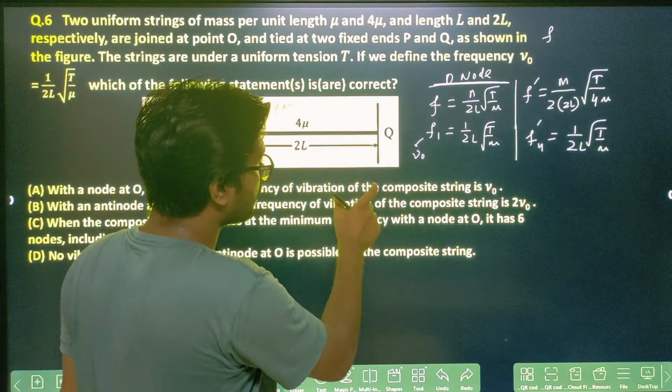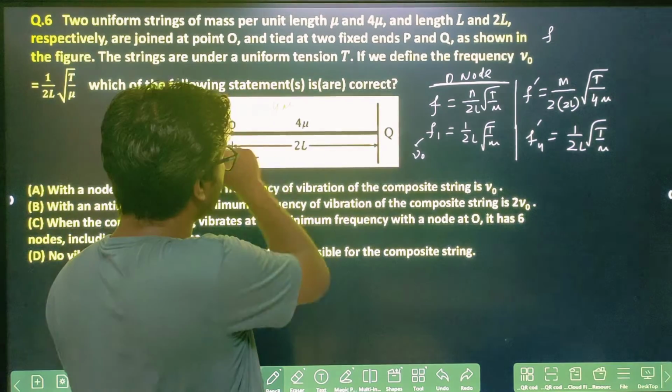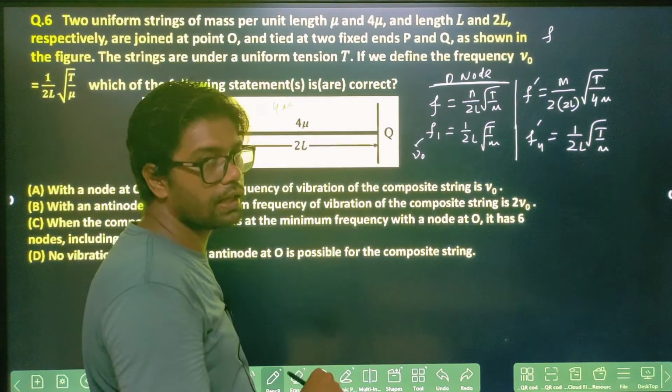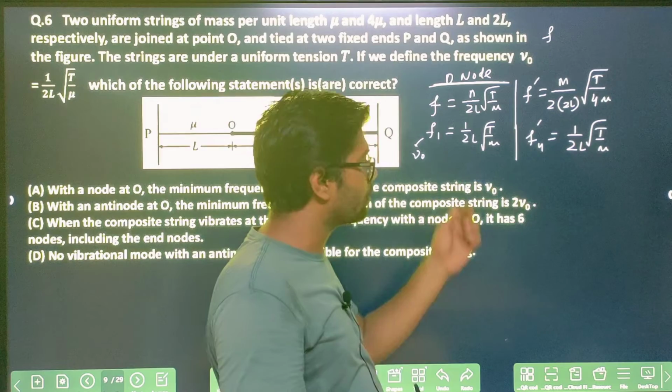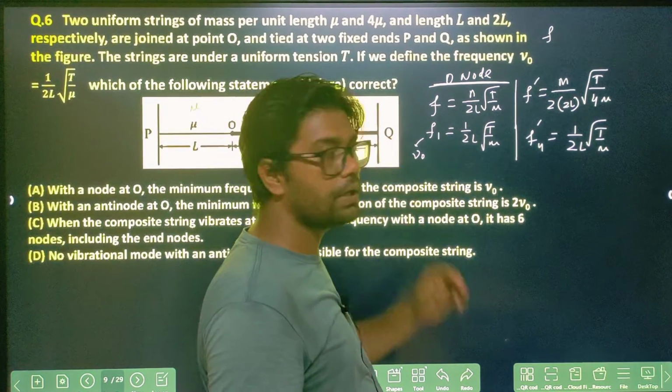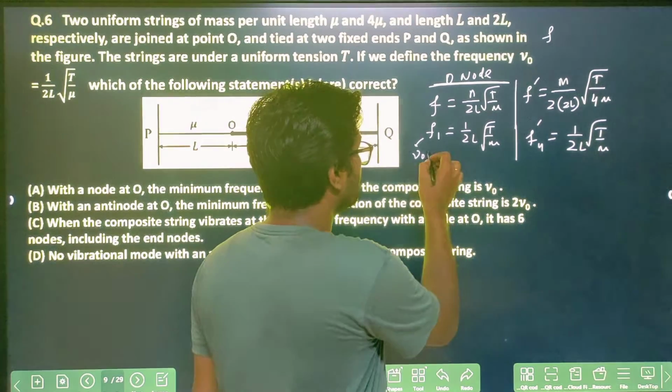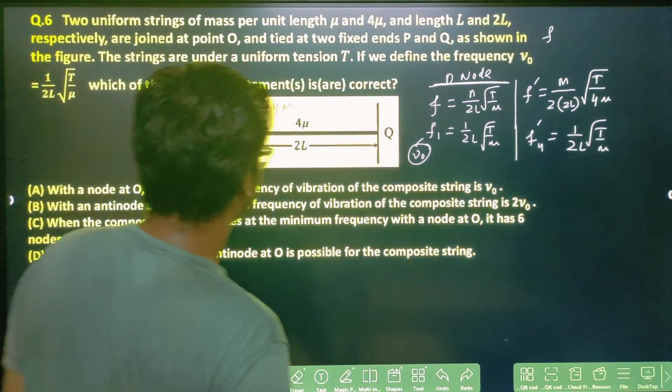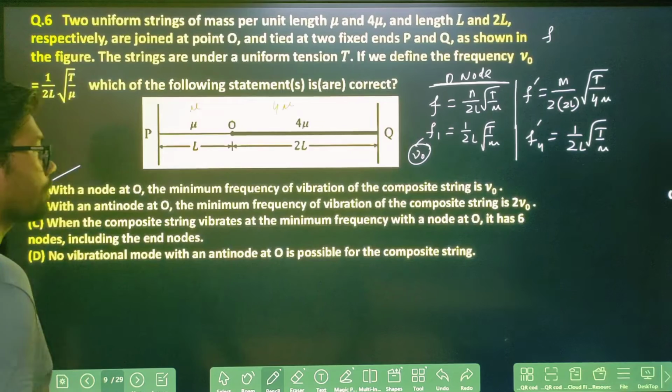Clear? But they are telling the composite string, both the L length and 2L length, both are vibrating with mu naught, right? They are telling. So to do this, this should be the minimum frequency. Clear? Mu naught should be the minimum frequency. So option A is correct. Clear?